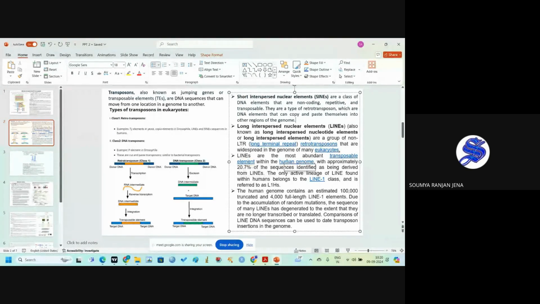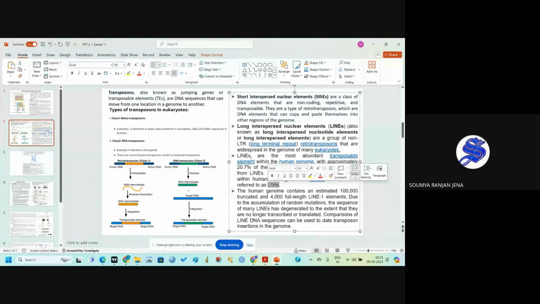Then LINEs are the most abundant transposable element within the human genome, with approximately 20.7% of the sequence identified as being derived from LINEs. The only active lineage of LINE found in humans belongs to the LINE-1 class and is referred to as L1H.